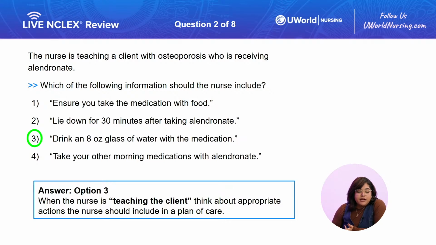Option 1 is incorrect because it doesn't have to be taken with food. That would actually lower the absorption of the medication. Option 2, lying down would increase the acid reflux, which is why we teach to stay seated upright or maintain upright 30 minutes after taking the medication. And then alendronate should be taken independently from other medications. Like I said, if you take it with the other medications or with food, it would lower the absorption of the medication.